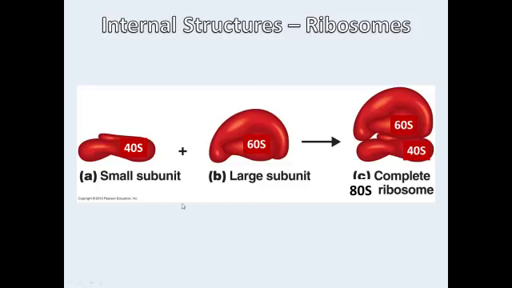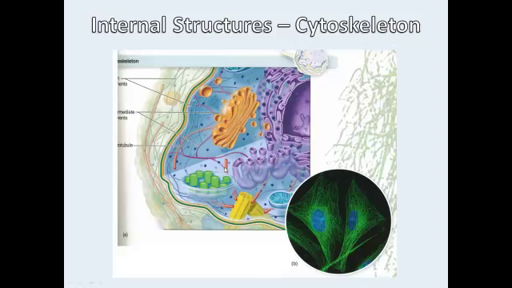Ribosomes in eukaryotes are 80S, which is bigger and a different shape than prokaryotic ribosomes. Here we can see the small subunit is a 40S, the large subunit is a 60S, and they combine to make an 80S ribosome. Ribosomes make all the protein in the cell, and they are composed of proteins and rRNA. Ribosomes can be found bound to the rough ER or floating, so to speak, in the cytoplasm.